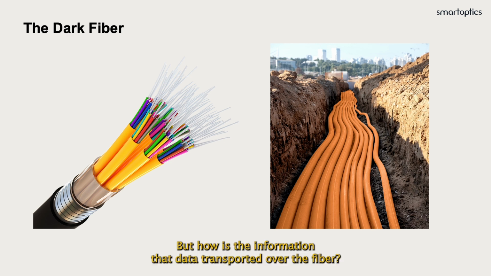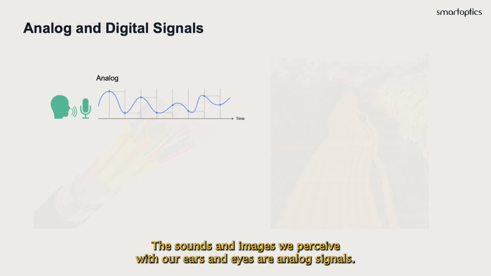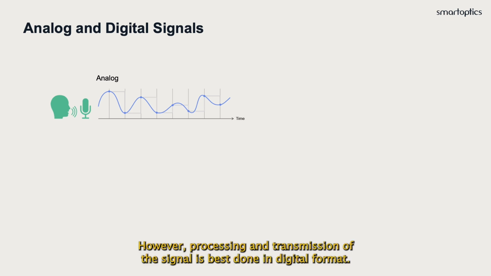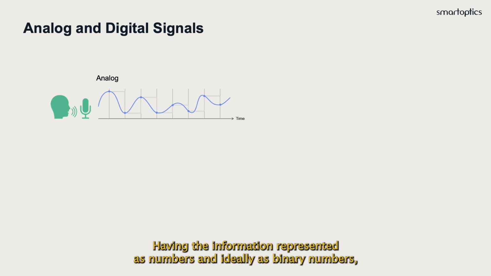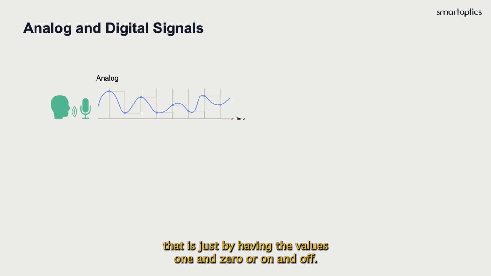But how is the information, the data, transported over the fiber? To understand that, we need to know more about analog and digital signals. The sounds and images we perceive with our ears and eyes are analog signals. They vary in strength and intensity in a continuous way. However, processing and transmission of the signal is best done in digital format, having the information represented as numbers, and ideally as binary numbers. That is, just by having the values 1 and 0, or on and off.